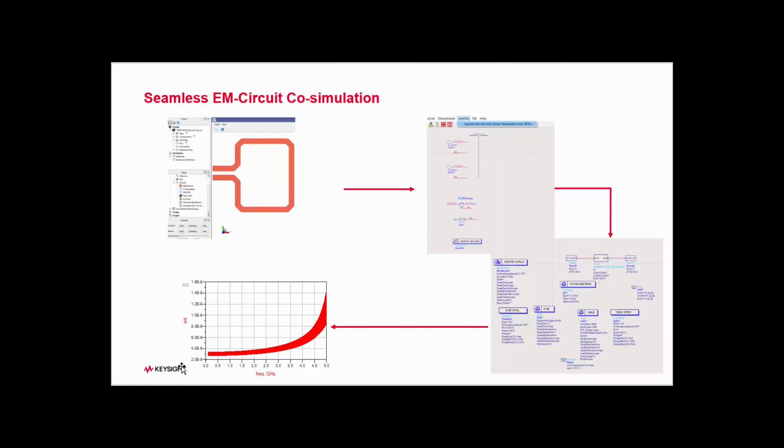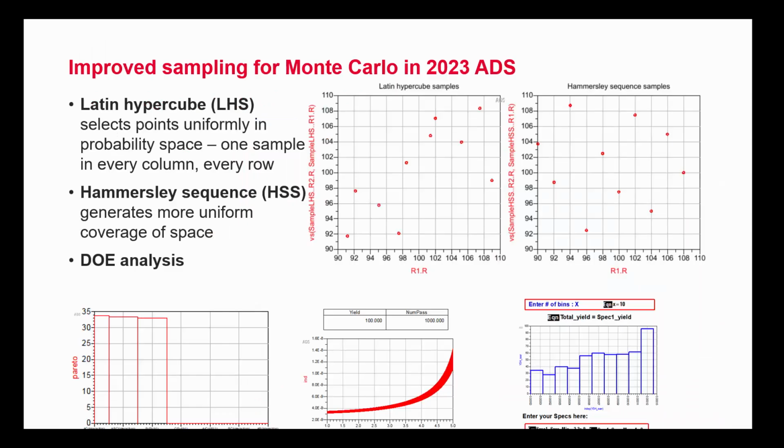In the previous videos, we successfully achieved the EM circuit co-simulation using RFPro and ADS. Additionally, we learned how to set up a statistical design for Monte Carlo analysis. In this video, I will demonstrate some updates in ADS 2023 regarding statistical design for faster simulations and how to utilize DOE to achieve higher design fidelity.